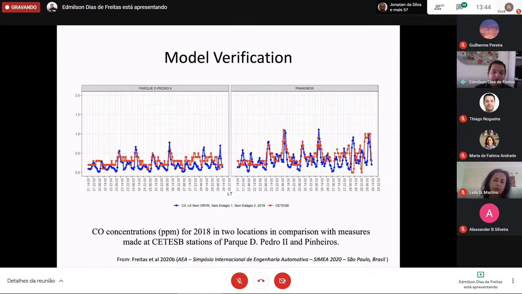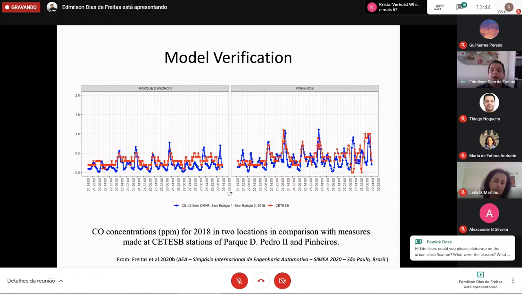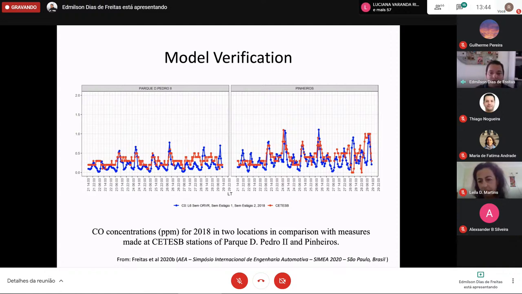We did a lot of model verification. I just selected one example here. We have a simulation case for April 2018. And here we can see the comparisons between the model results and the observations collected by CETESB. These figures show the CO evolution, the carbon monoxide concentrations evolution for this period. We can see that the model is doing a very good job.